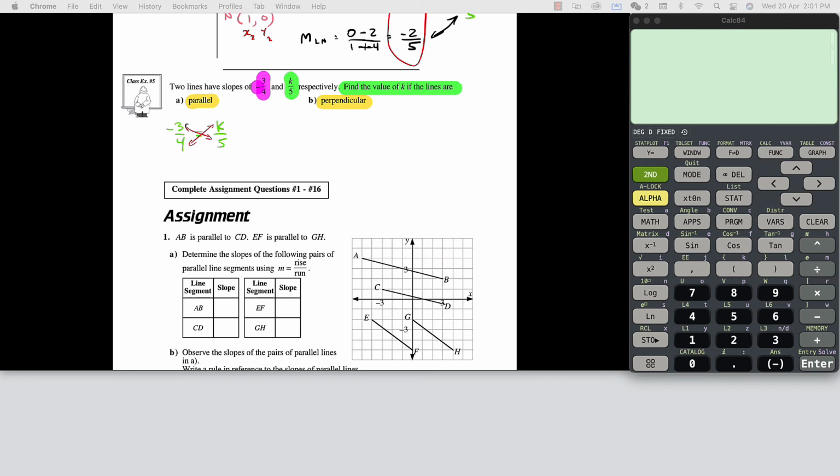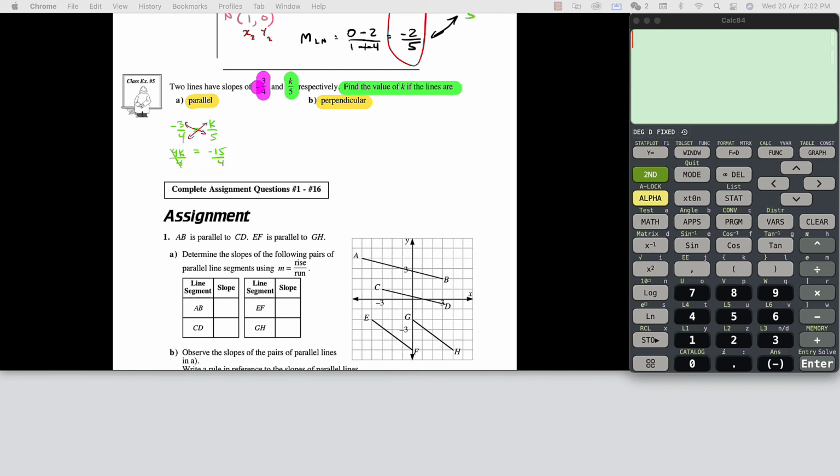So k times 4 is 4k, and negative 3 times 5 equals negative 15. To solve for this, I'm going to divide both sides by 4, and in this case k equals negative 15 divided by 4. Now because 4 cannot divide into 15 evenly, that would be our answer right there. K is equal to negative 15 over 4. Now what about for the perpendicular one?